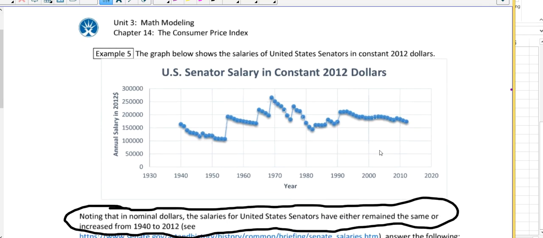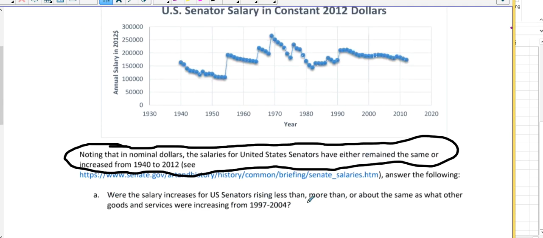All right, so first question. Were the salaries of U.S. senators rising less than, more than, or about the same as what other goods and services were increasing from 1997 to the year 2004? So 97 to 2004, roughly in here, let's just say. So that's going to be our 97 to 2004.